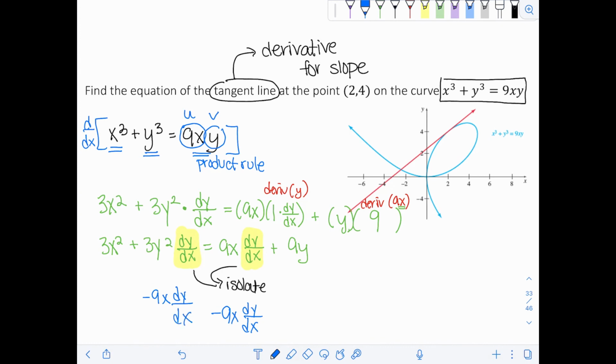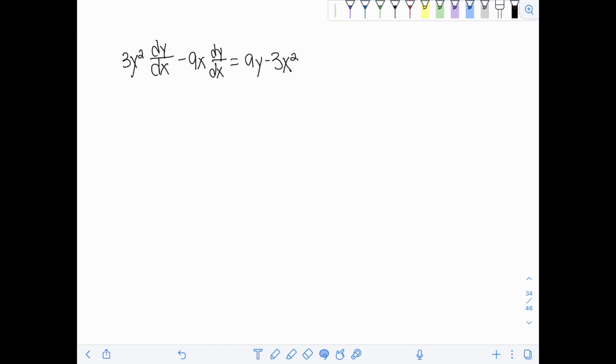By doing that, it'll cancel out on the right side. So that's basically moving everything with the dy dx to the left. And at the same time, I could go ahead and move everything without, which in this case is the 3x squared. I could subtract it so that it moves everything without dy dx to the right side. So that leaves us with 3y squared dy dx minus 9x dy dx is equal to 9y minus 3x squared.